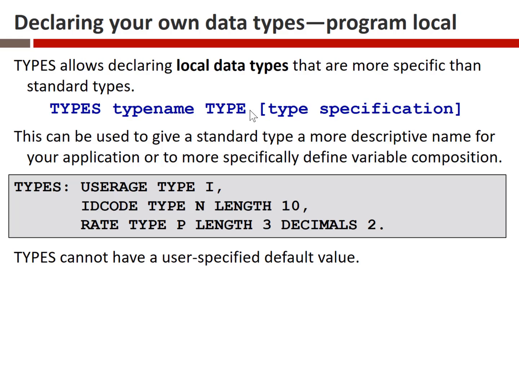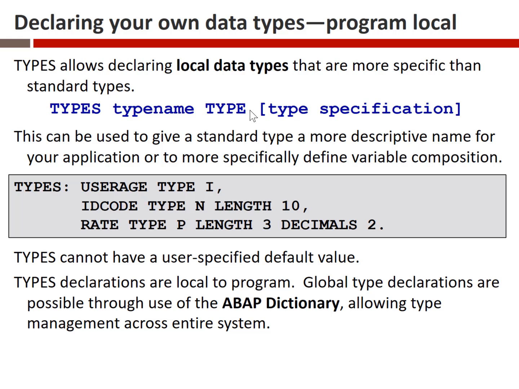Types cannot have user-specified default values in the types statement. Now down here in my data statement, I could do DATA X TYPE zip code type VALUE and then put a zip code there. I can do values in the data statement, but values cannot be part of a types statement.